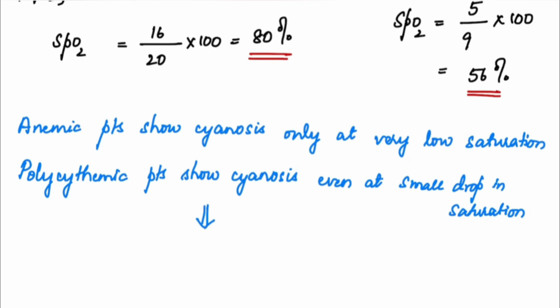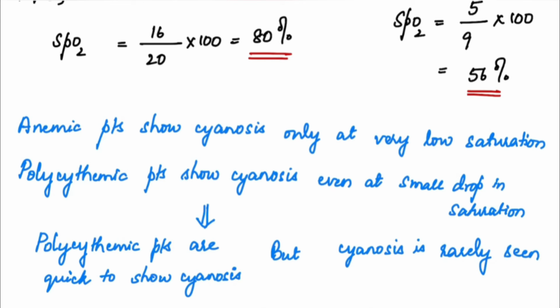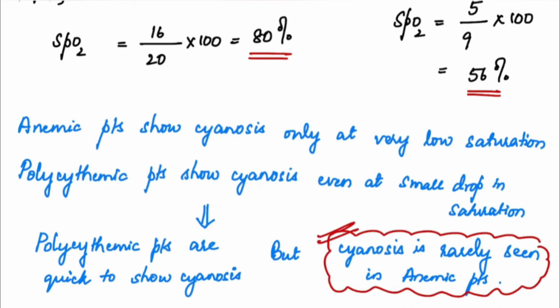So that means polycythemic patients are quick to show cyanosis, but cyanosis is rarely seen in anemic patients. Why? Because anemic patients require a larger drop in saturation for cyanosis to appear. So this is an extra edge point. Remember, anemic patients require a larger drop in saturation for cyanosis to appear, so it is rarely seen.